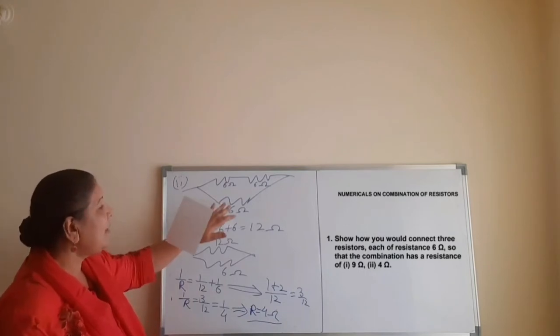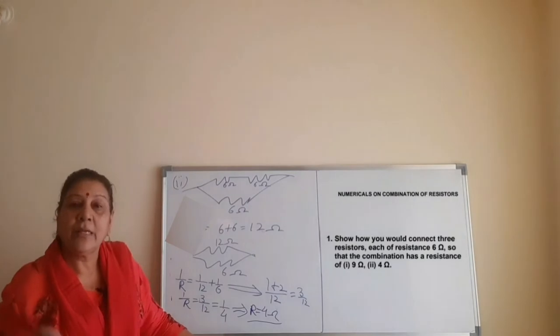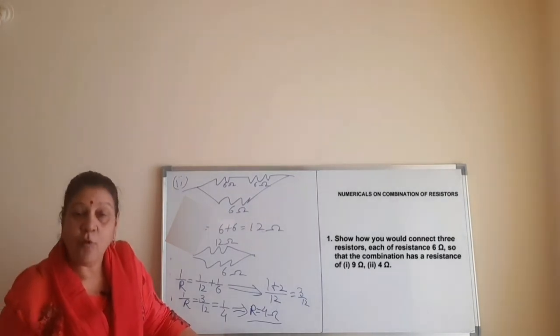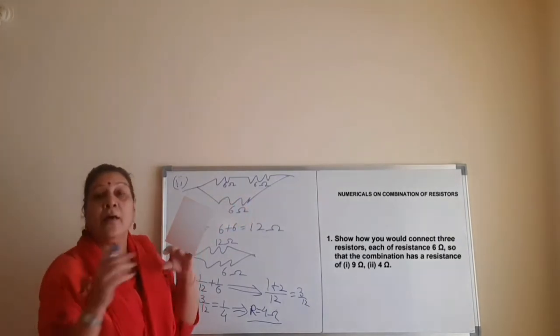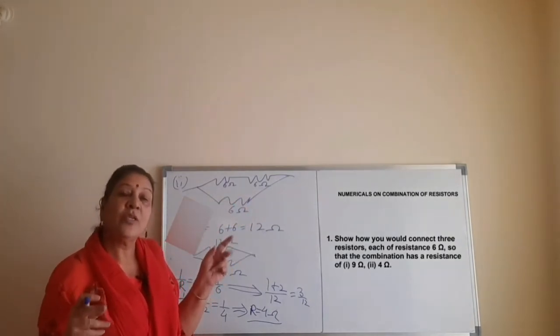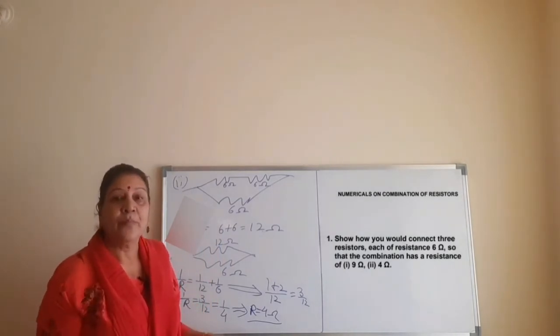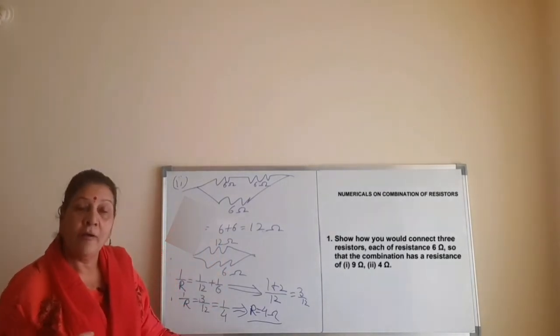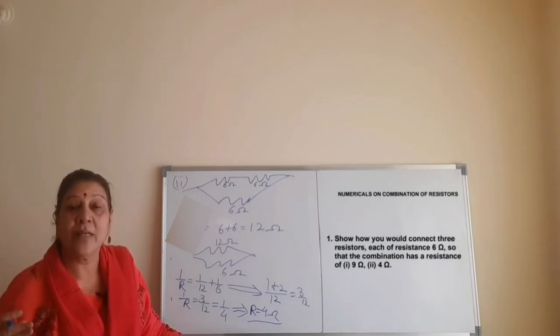And the combination will be this: in the second case, when we have to get the net resistance as 4 ohm, the two resistors of 6 ohm each will be in series, and across that one will be in parallel. So that is the solution for the first case. As I told you before also, please keep on practicing the numericals.